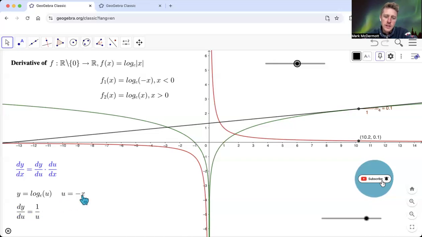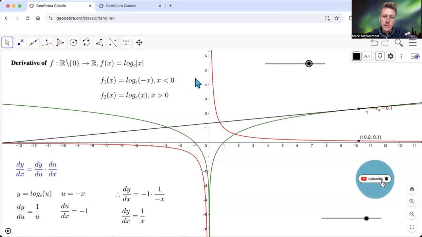So u is negative x. The derivative of u with respect to x is negative 1. Differentiating this gives you negative 1. Applying the chain rule now, multiply this by this and sub u back in. So we get dy dx equals negative 1 multiplied by 1 on negative x, because u is negative x. That gives you dy dx equals 1 on x. So for this first part, the derivative is 1 on x.